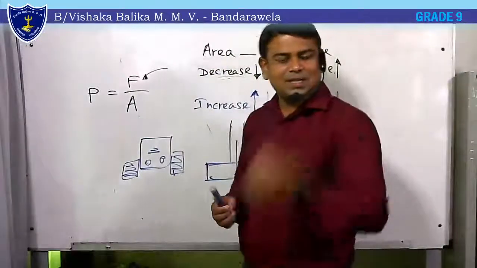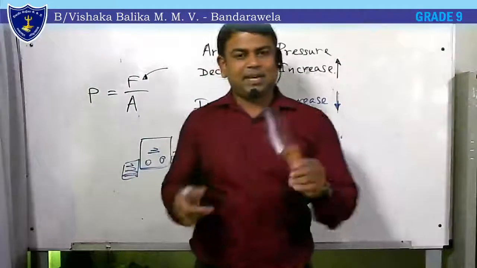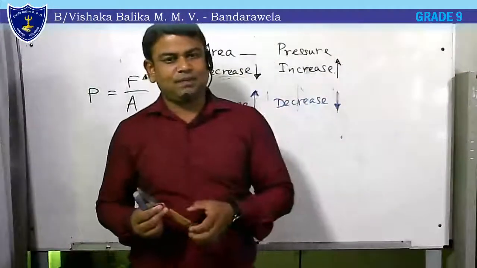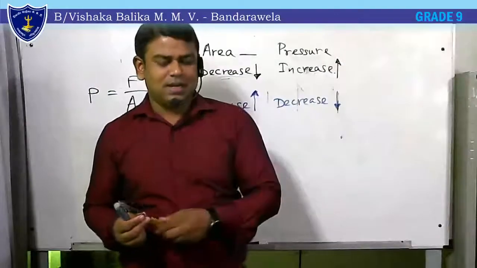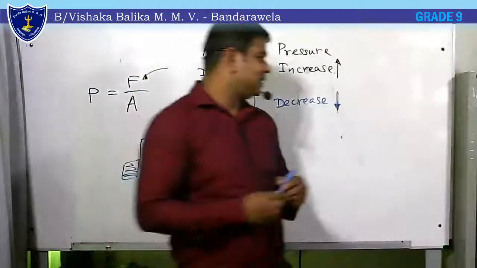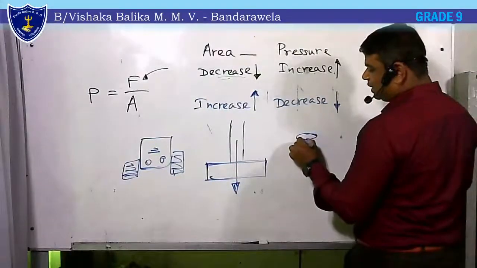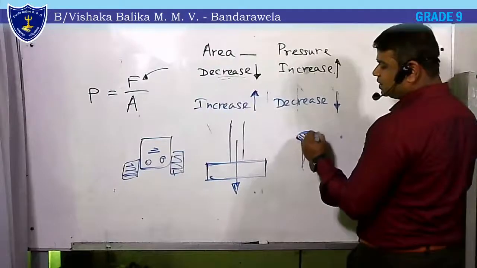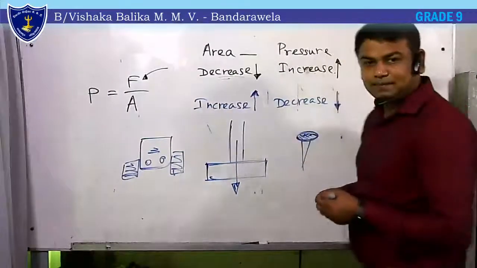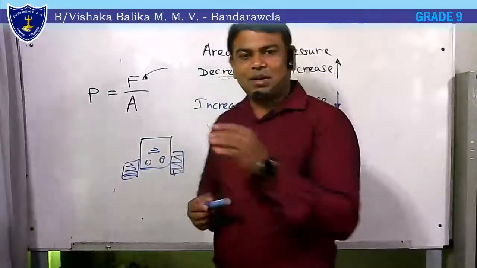And handles of equipment, just like this, are made as wide as possible, so we can have a good grip and also the pressure exerted on our hand is less. And the cap of the nails is made wide to decrease the pressure exerted by that. Therefore, there are a number of examples.